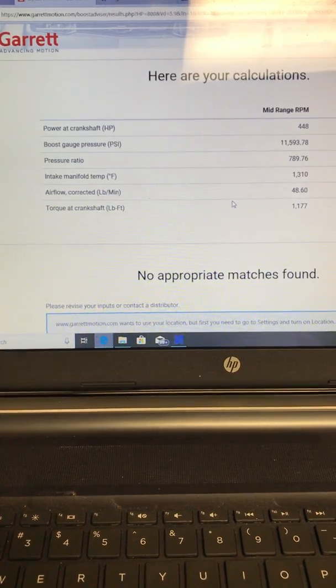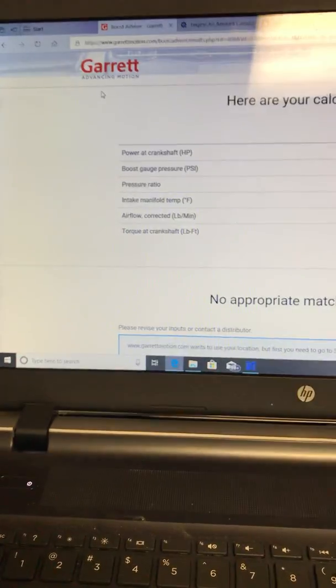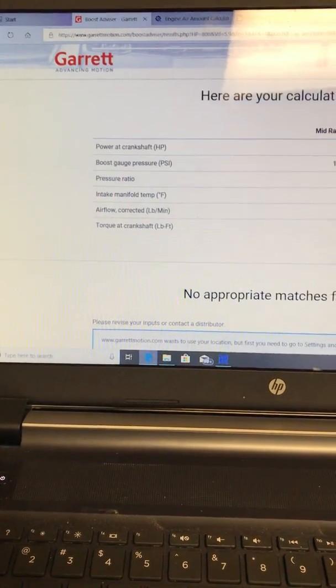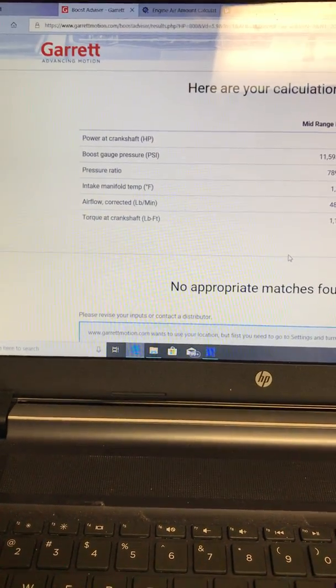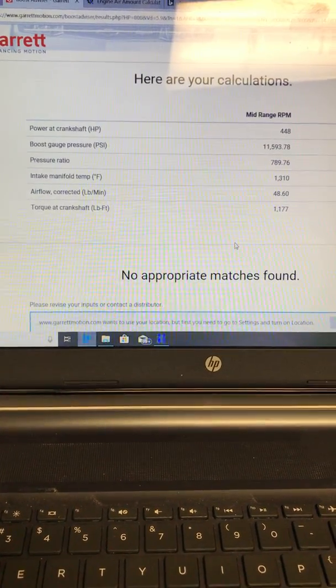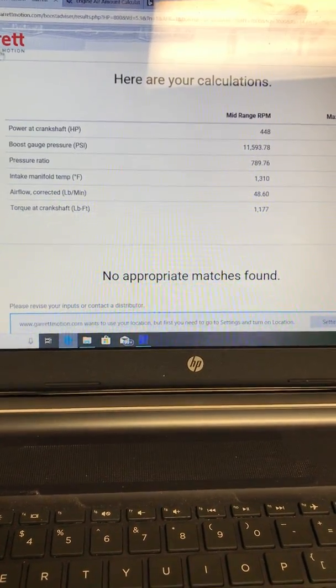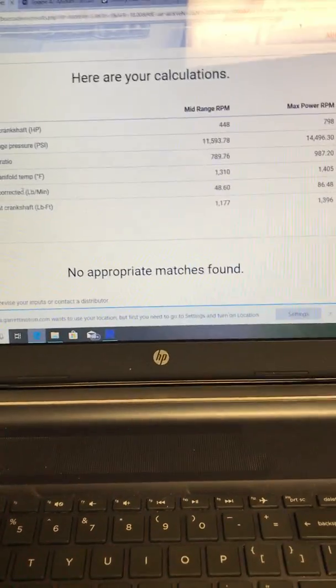In the old days, it used to bring up some turbos that Garrett thought would meet this criteria. Obviously, 800 horsepower at 3,000 RPMs is a tall order for any single turbocharger. In fact, it's almost impossible without putting a turbo way off the map. And Garrett's not going to suggest a turbo that's going to be basically run at the edge of its destruction.